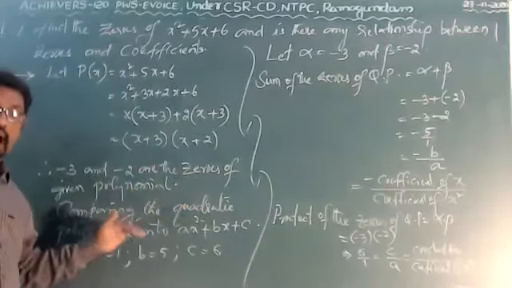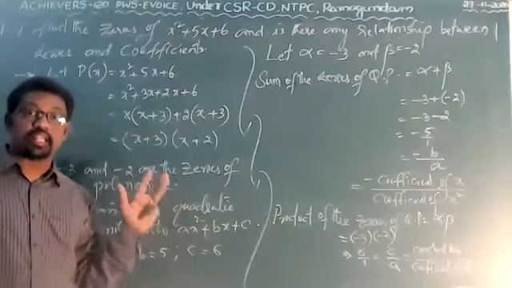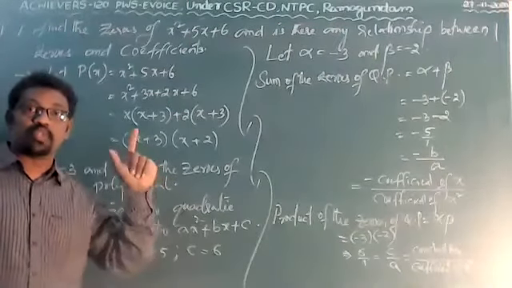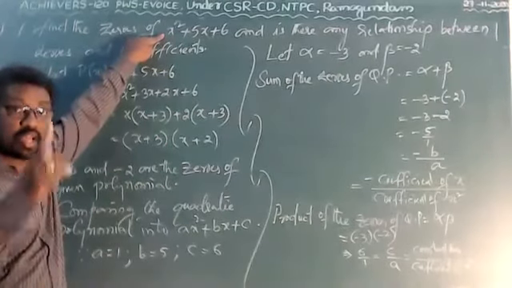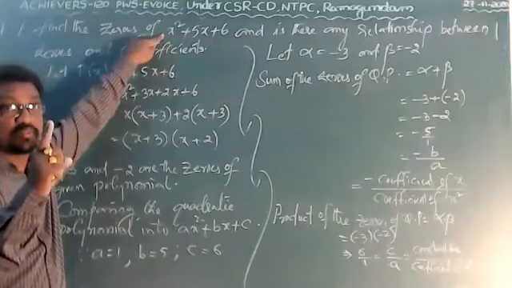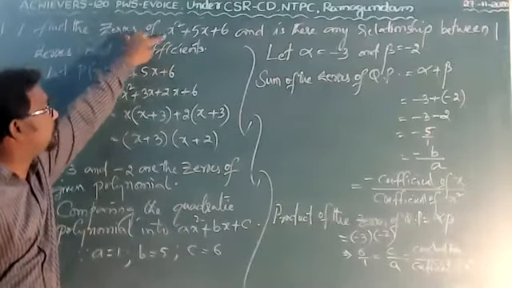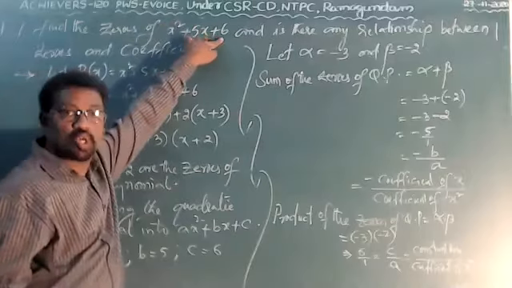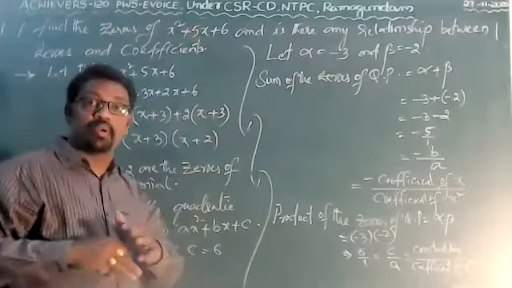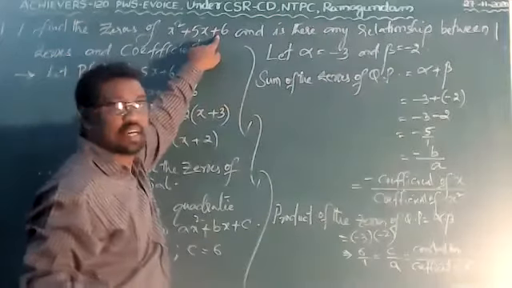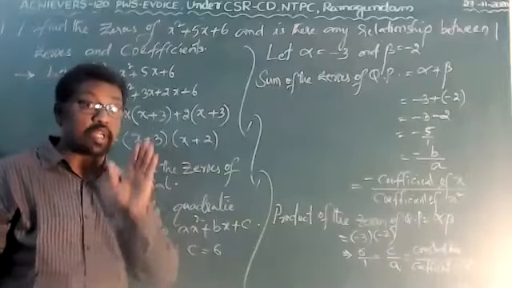Now we have to compare the quadratic polynomial with ax square plus bx plus c. What are a, b and c from the question? A is the coefficient of x square, which is 1. So a is equal to 1, b is equal to 5, c is equal to 6. Suppose if a minus sign is there, b becomes minus 5 and c becomes minus 6. You have to take the signs also. That is the most important thing.